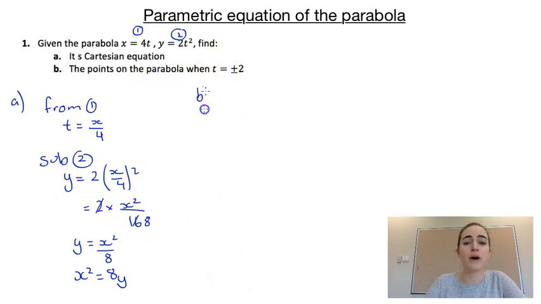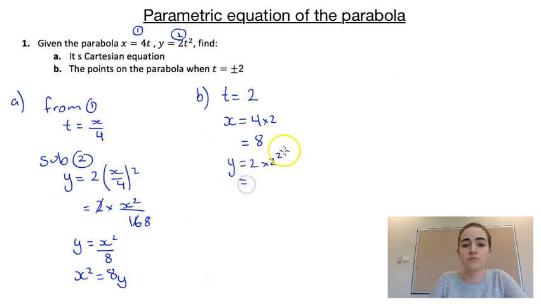So let's have a look at t equals positive 2 first. Then we can substitute this into our x and our y. So we'd have x equals 4 times 2, which is 8. And we'd have y equals 2 times 2 squared, which would be 2 times 4, which would be 8 as well. So at t equals 2, the point is (8, 8).